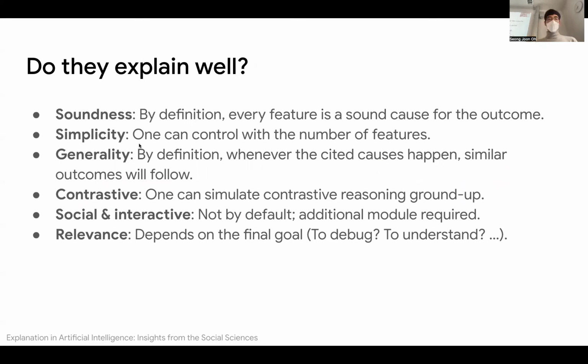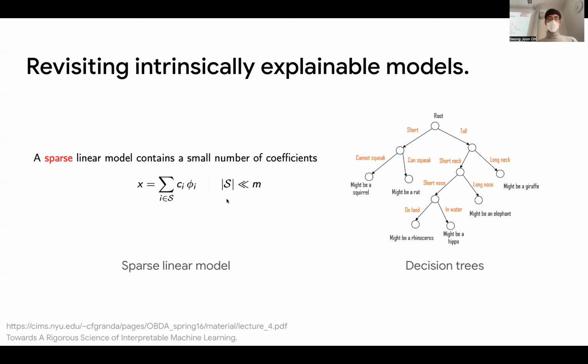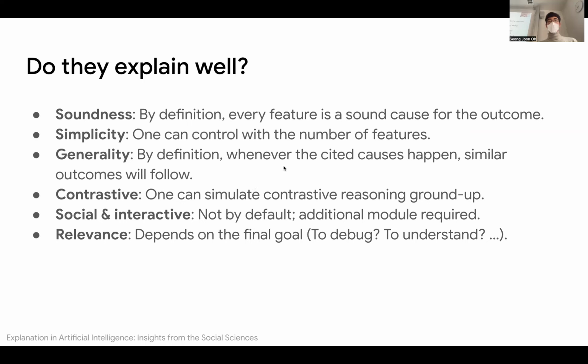Simplicity is also held here because of the control over the number of features. That's why we needed sparsity here, because even if everything is linear, if we had billions of features, then you won't be able to understand what's happening here.